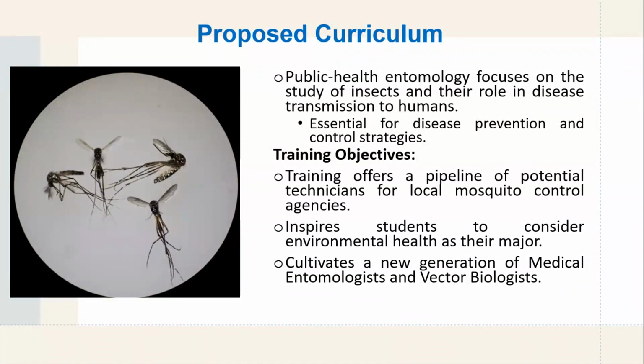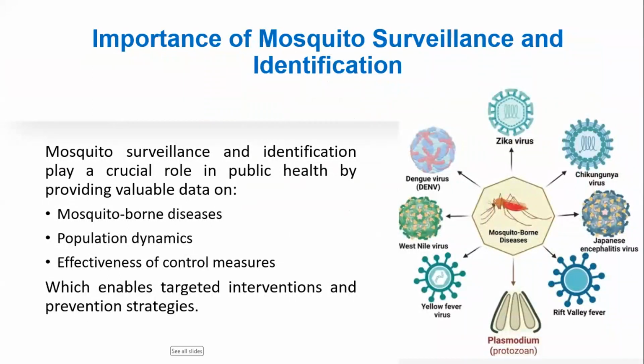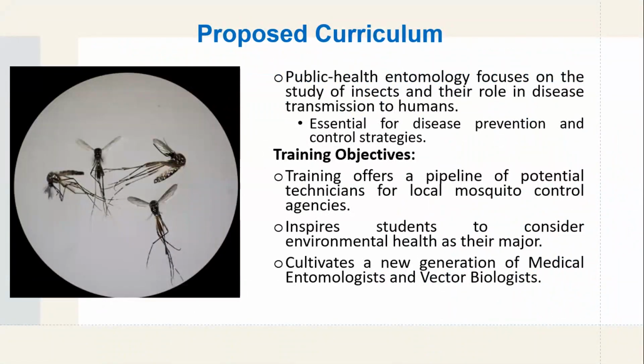In collaboration with Dr. Nick, the PI of the training, we devised a plan for structuring and executing a training program which focuses on mosquito surveillance and identification. The primary objectives of this training were to encourage students to enroll in Cal State University's Environmental Health Sciences program, to prepare undergraduate students to work as mosquito surveillance technicians for local control agencies or organizations, and to encourage students to pursue graduate studies in the field of public health entomology and hopefully cultivate a new generation of medical entomologists and vector biologists.